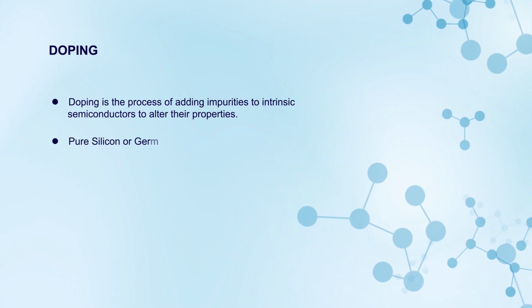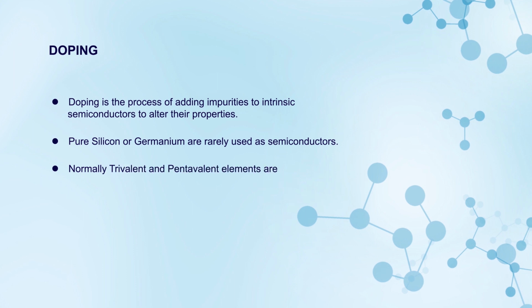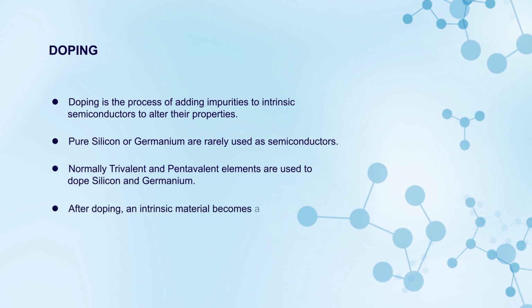So, pure silicon or germanium are rarely used as semiconductors. Normally, trivalent or pentavalent elements are used to dope silicon and germanium. These trivalent and pentavalent elements are called the impurities, which are added to the pure semiconductor materials, that is silicon and germanium. After doping, an intrinsic material becomes an extrinsic material, and only after doping these materials become usable.